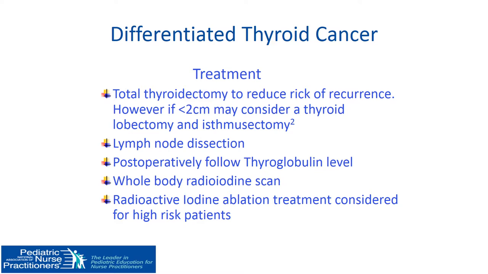So after surgery, it should be either non-existent or very low, and you follow that over time to determine if there's any differentiated thyroid cancer, if it's either growing back in the neck or if there's metastases elsewhere. You can do a whole body radioiodine scan. That'll show you if there's mets in the lungs, liver, wherever, if there's any metastases. Radioactive iodine ablation is the treatment only for high-risk patients. Like we said, these patients can be cured. Over 95% of them do well. So we reserve this for patients who are progressing with disease or they're not responding the way that they should respond to this type of cancer. We can give them radioactive iodine ablation.